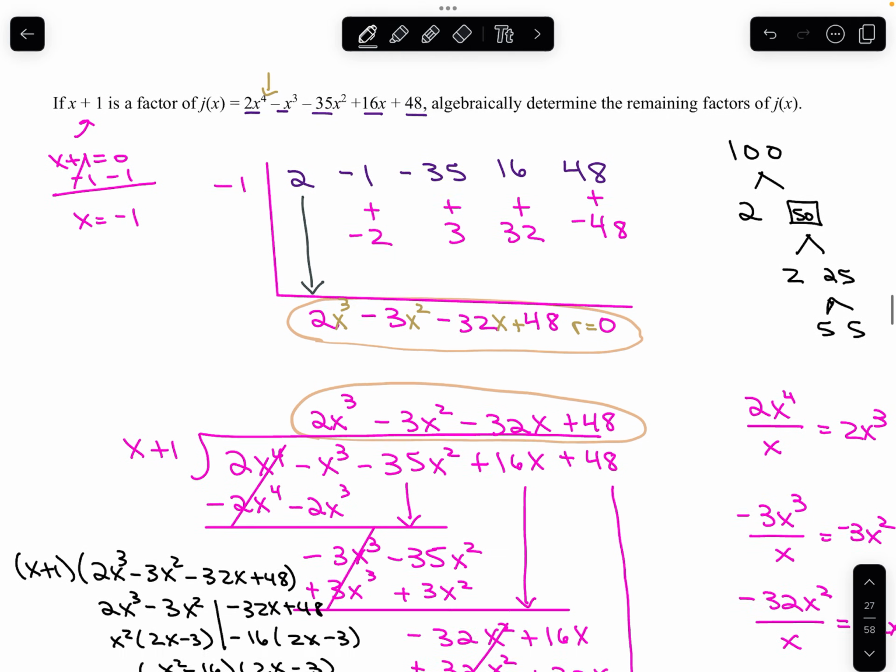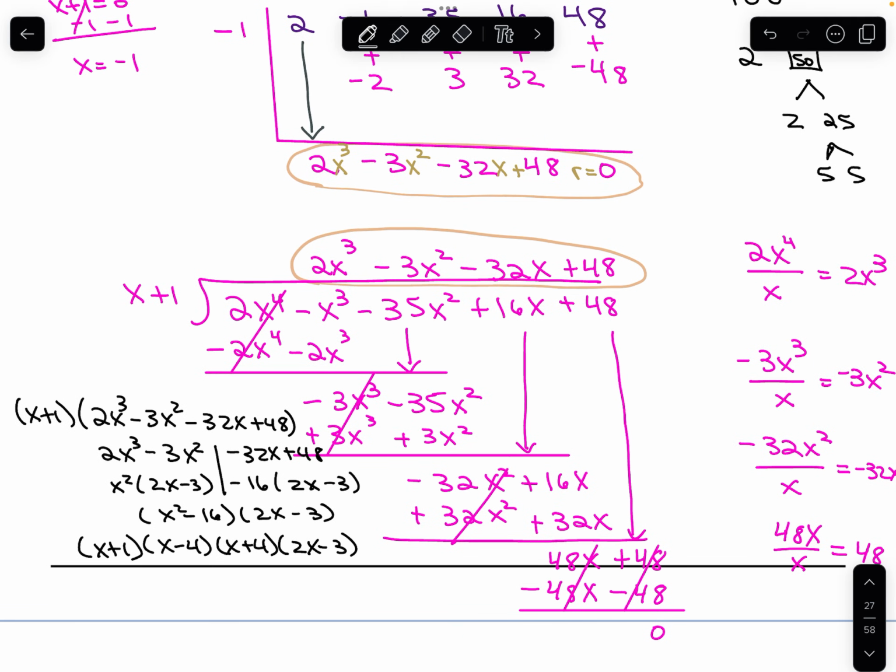And they called this polynomial j of x. So I'm going to say these would be the factors of j of x.